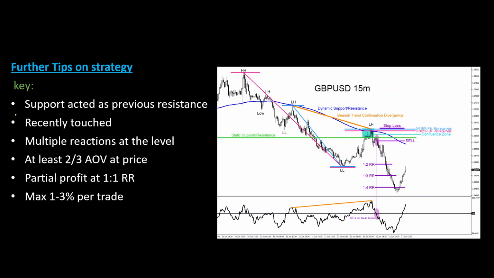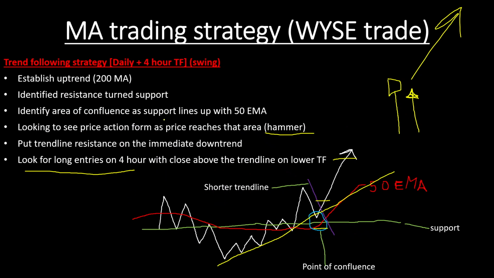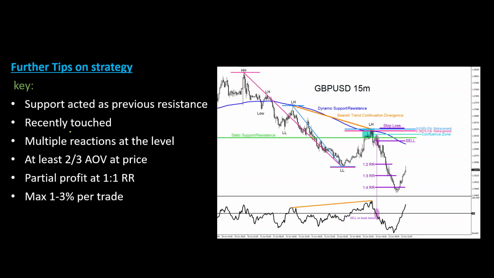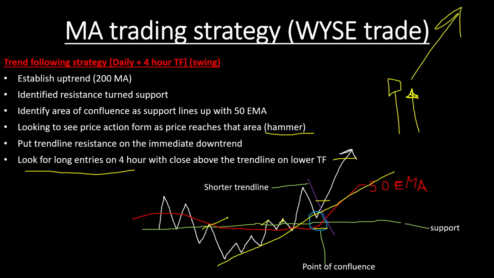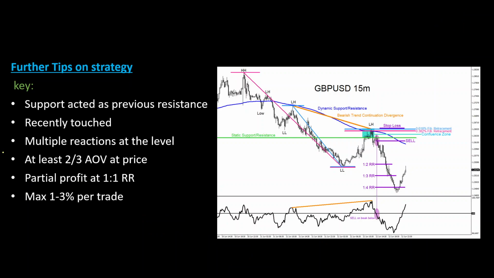So we want that support to have acted as previous resistance. So see how this level was tested one, two, three times before breaking out and finally retesting that level. That gives more significance to that level essentially. So we want it to be recently touched. So this was recently enough touched before coming down back to that level.